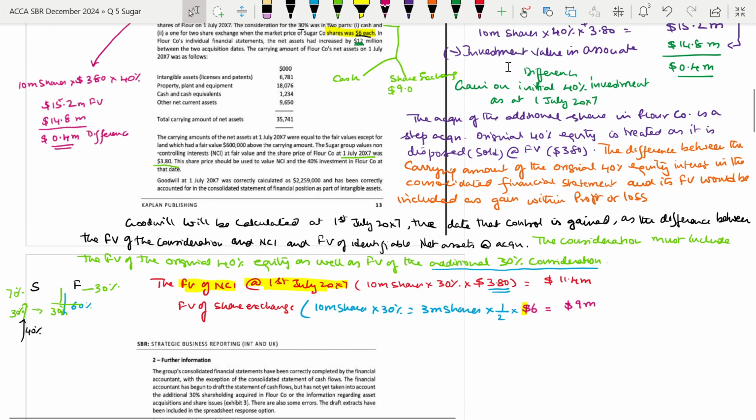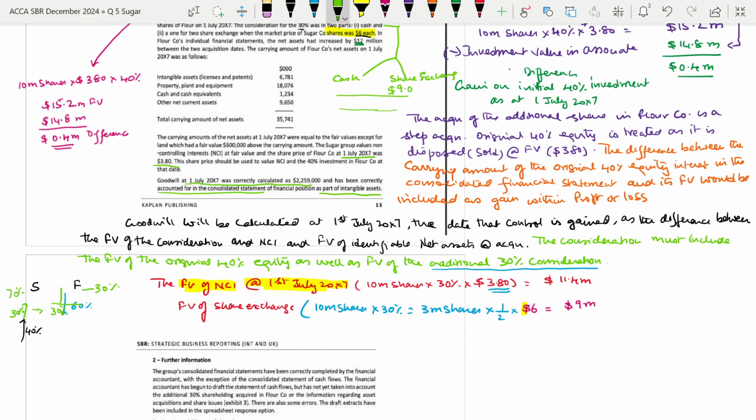Now, what are we talking about? We have calculated that the fair value of NCI is 11 million. We don't know what the total consideration actually is. But here they have mentioned somewhere that goodwill at 1 July was correctly calculated and has been correctly accounted in the consolidated statement as part of intangible assets.